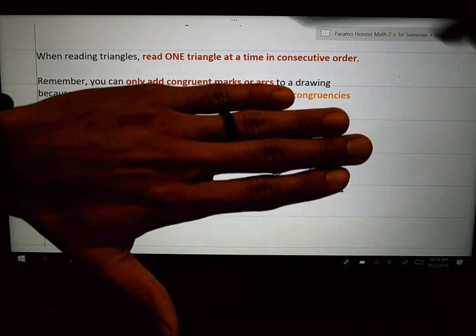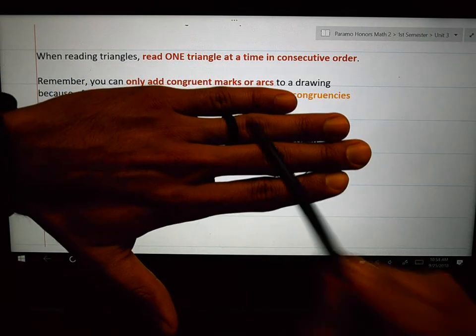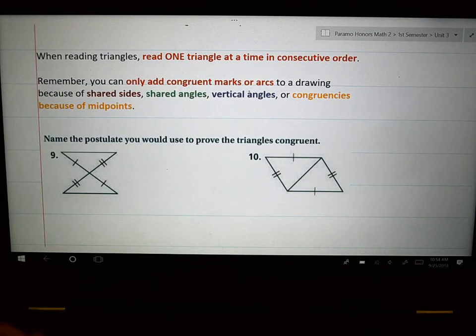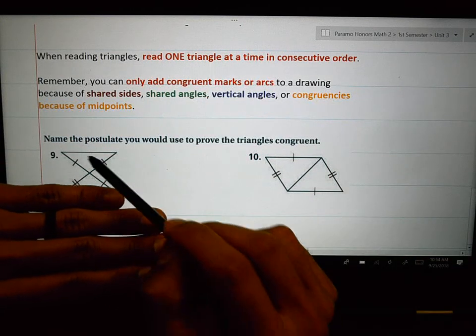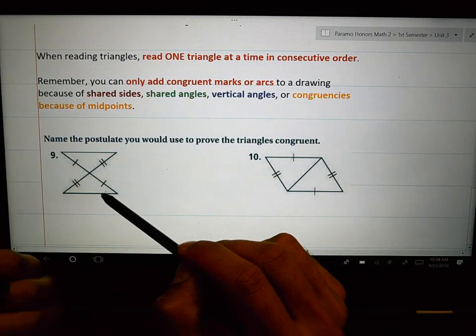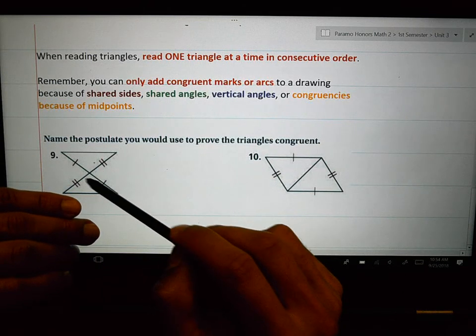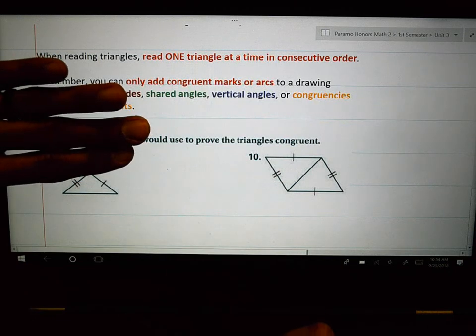One other thing that I had you write down was this sentence, and it says, read one triangle at a time. What does that mean? That means that you have two triangles here. Don't look at this one and say, I have a side, and then jump over to this triangle and say, oh, a side, and then side. That's a side, side. No, one triangle at a time. This triangle or this triangle. You have a side and a side.